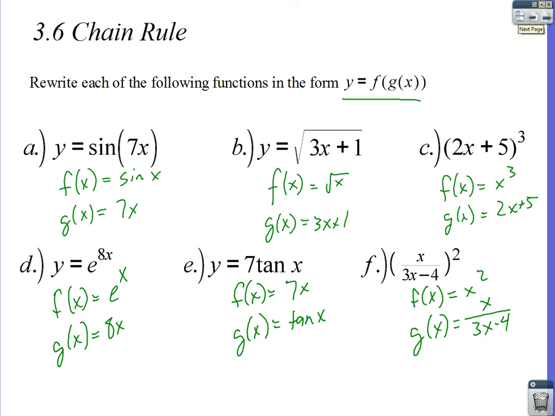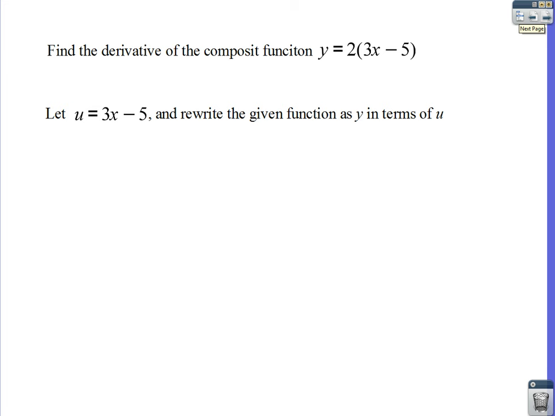It says here, find the derivative of the composite function y equals 2 times 3x minus 5. Then they describe it here: let u equal 3x minus 5 and rewrite the given function as y in terms of u. So I'm going to do what it says. Now this is a little bit different than what we did in class with M&Ms, but I want you to follow me through here.